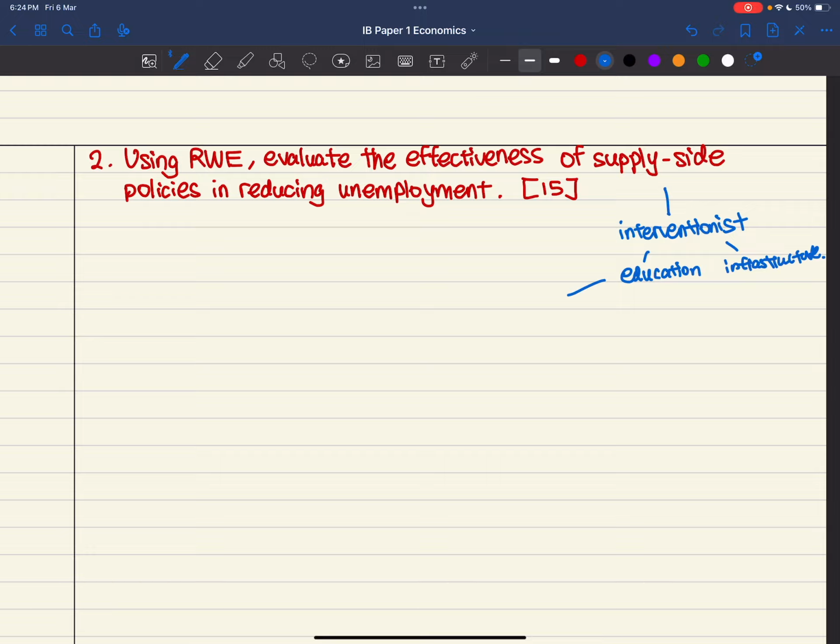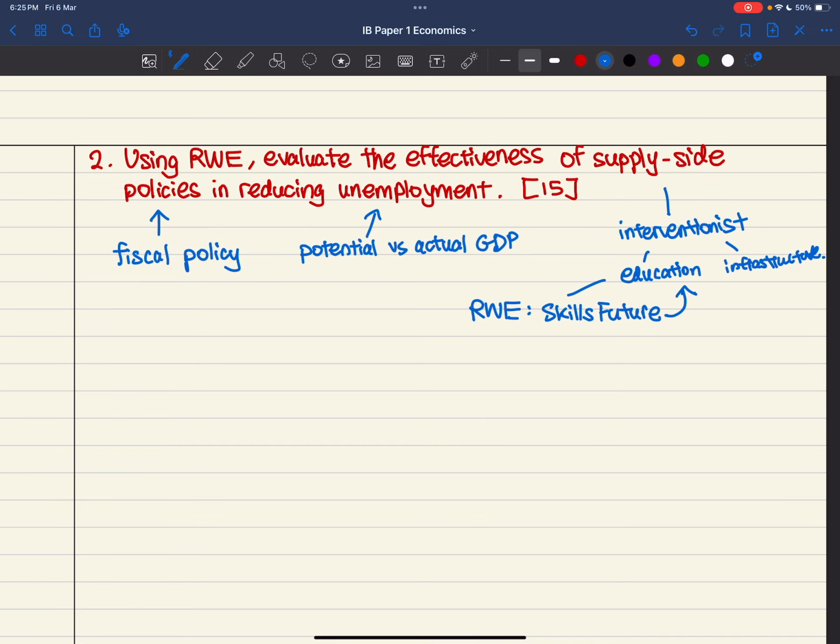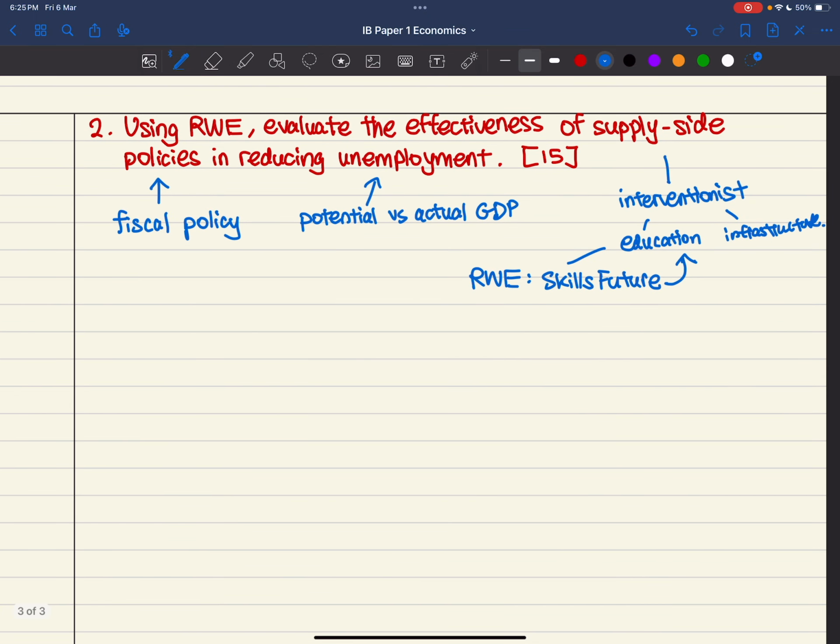So you have your real world example. For me, I have SkillsFuture. It's a Singapore thing. Basically, it's education. And we need to talk about unemployment. So what do we think of? We think about potential GDP versus actual, right? The gap is the unemployment, or something to do with LAS and AD. So we also need to bring in another policy, which can be in this case either fiscal or monetary. So we can do fiscal because it's easy to explain, as I'll show you. So that's a rough idea of how we want to structure our essay.